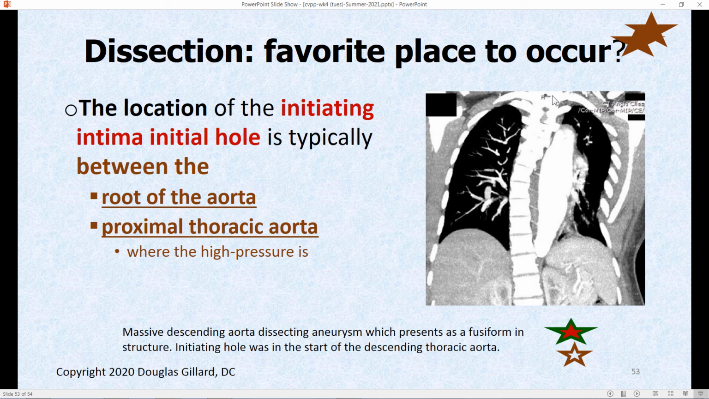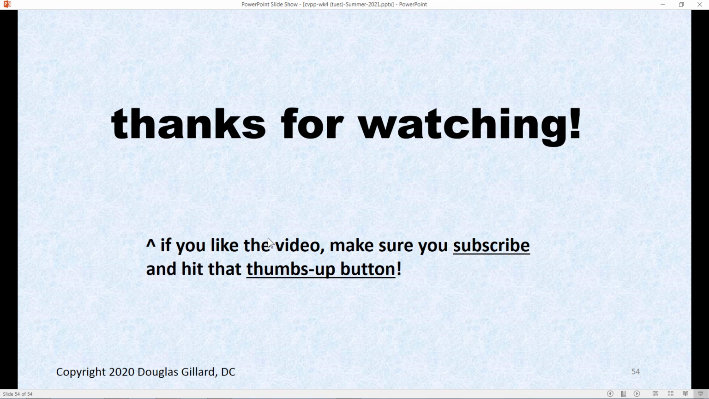Favorite place to occur? Well, dissections occur where the pressure is the highest. So it's usually between the root of the aorta, which is where the aorta connects to the heart, and then somewhere in the proximal part of the thoracic aorta. So that's the most common place for these to occur. All right, short and sweet.